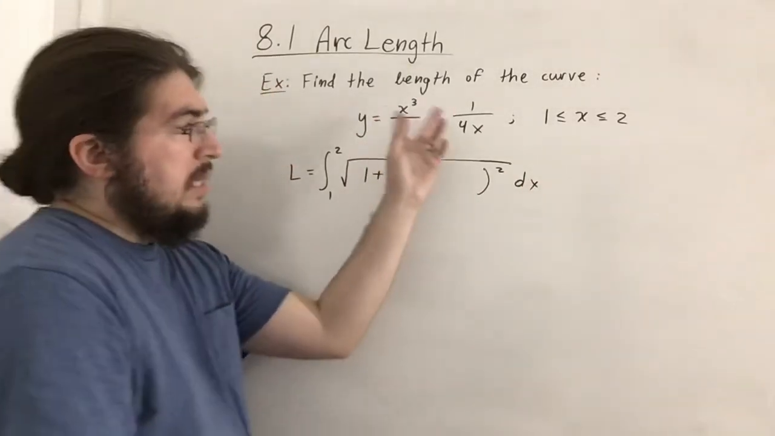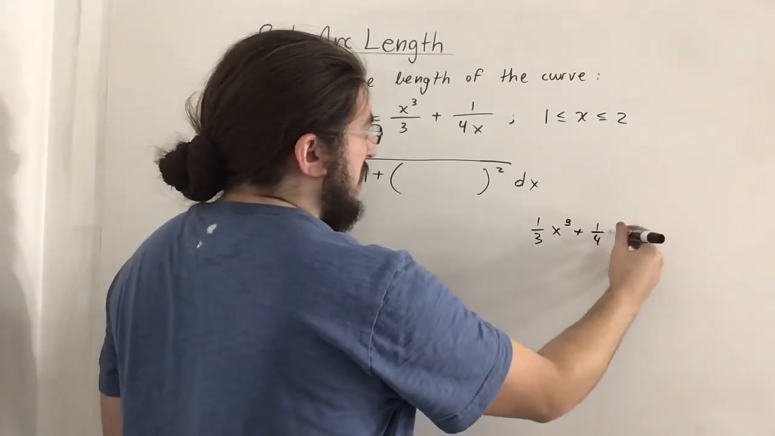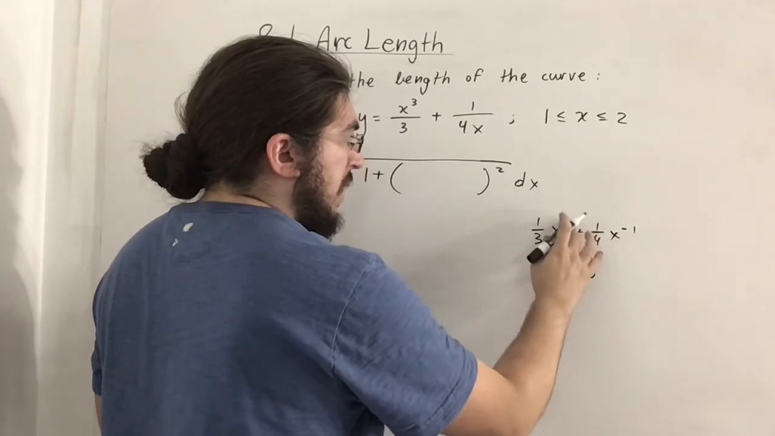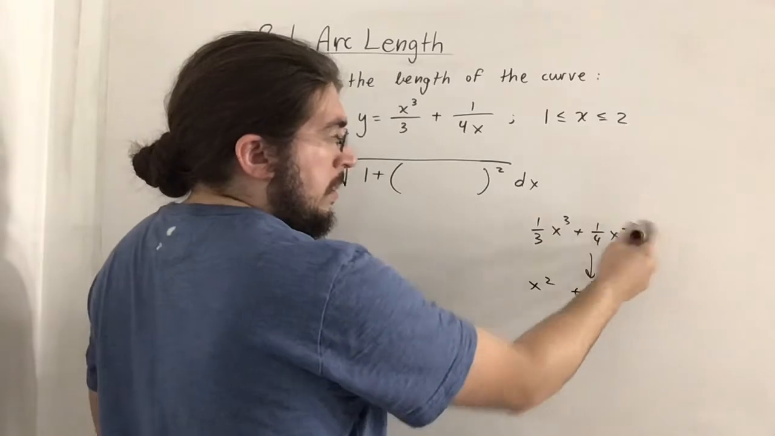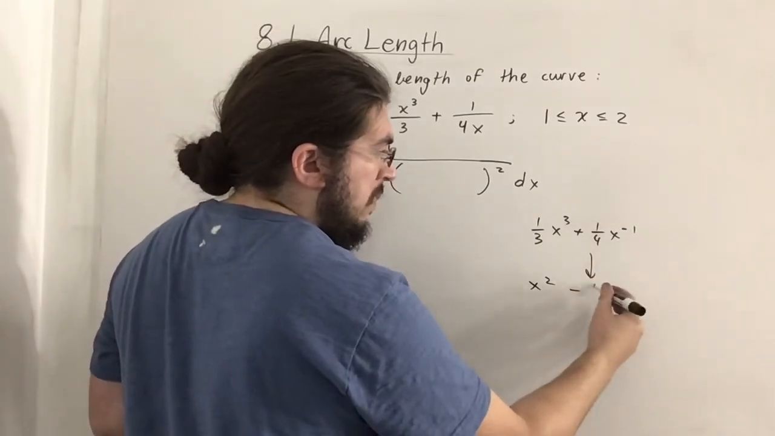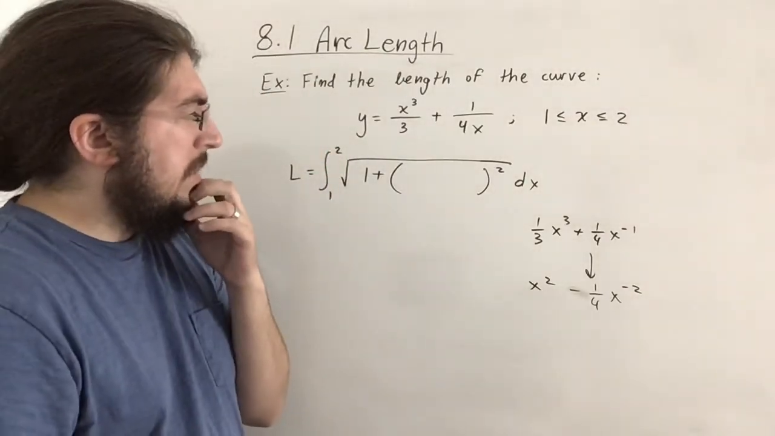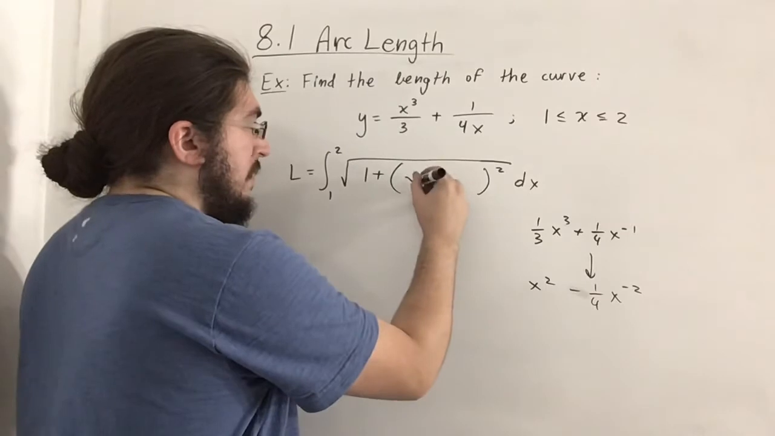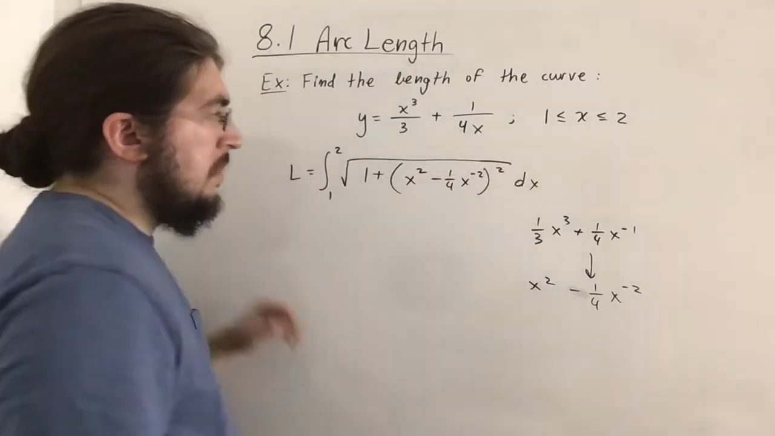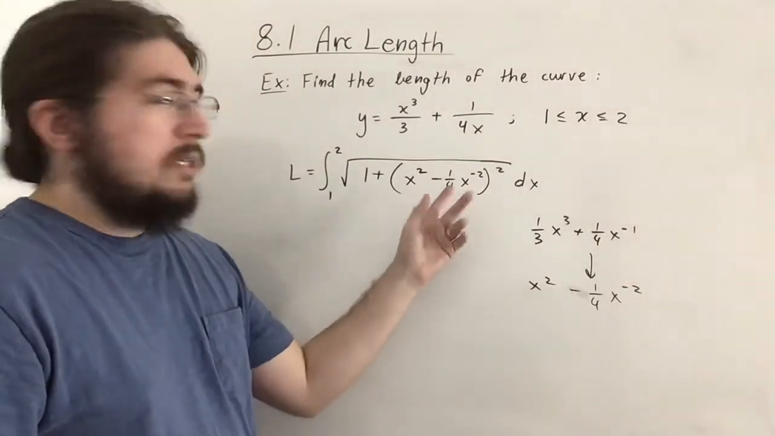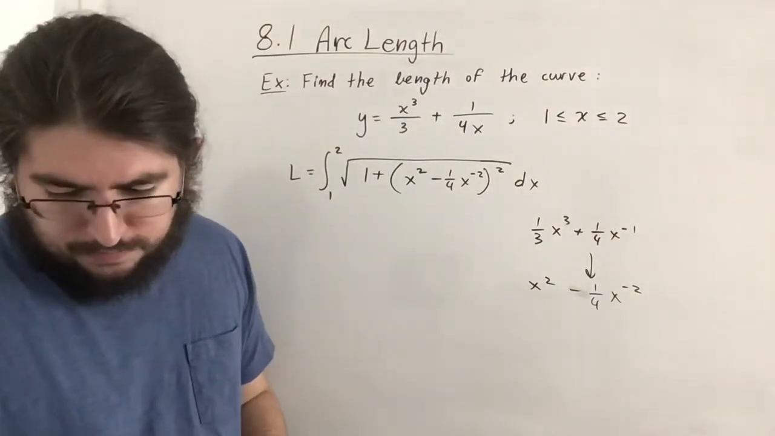So notice if we write these two as powers, this is really 1/3 x cubed plus 1/4 x to the negative 1. So when you take the derivative of each of these, here the 3's cancel, so you just get x squared. Here, you end up with negative 1/4 x to the negative 2. So I'm going to leave it as x squared minus 1/4 x to the negative 2. You could write it as 1 over 4 x squared, where the x squared is in the denominator with 4, but I'm going to leave it like this, and you'll see why shortly.